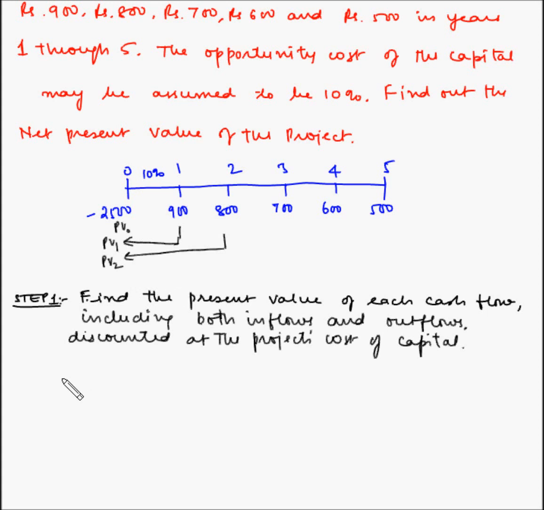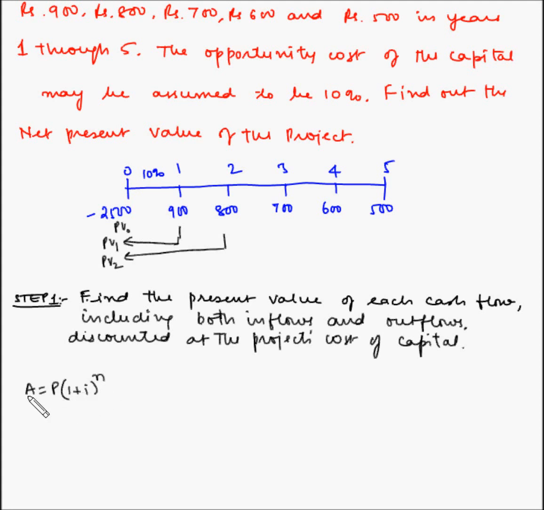Now we know that the formula for compound interest is A is equal to P into 1 plus I to the power n. Here A is the amount received at the end of the tenure. P is the amount which is invested at the beginning of the tenure. I is the interest rate per compounding period. And n is the number of compounding periods.